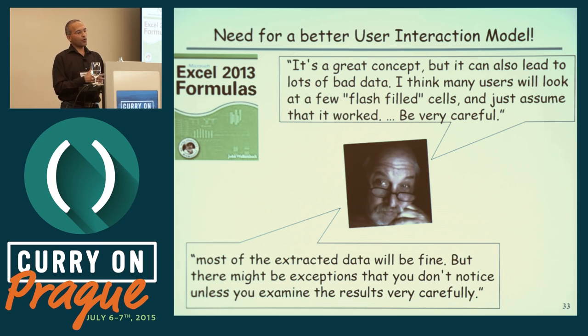John Walkenbach, who is one of the famous authors of this Excel textbook, actually warned about this: you might think by looking at a few cells that the system got the right transformation, but if you're working over a sensitive spreadsheet and a few cells actually have the wrong entries, then it would be quite bad.